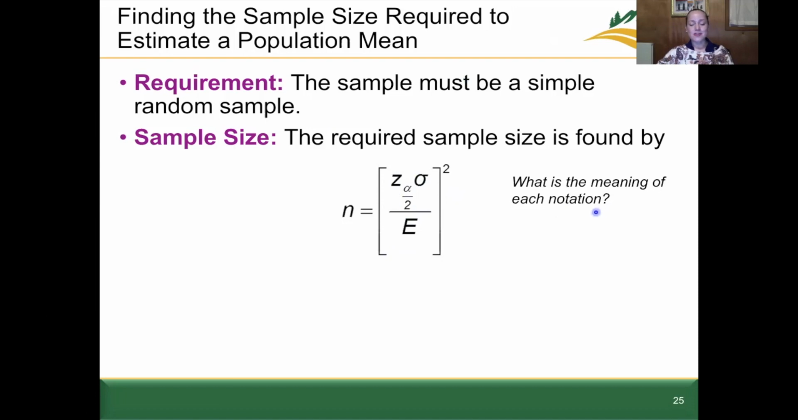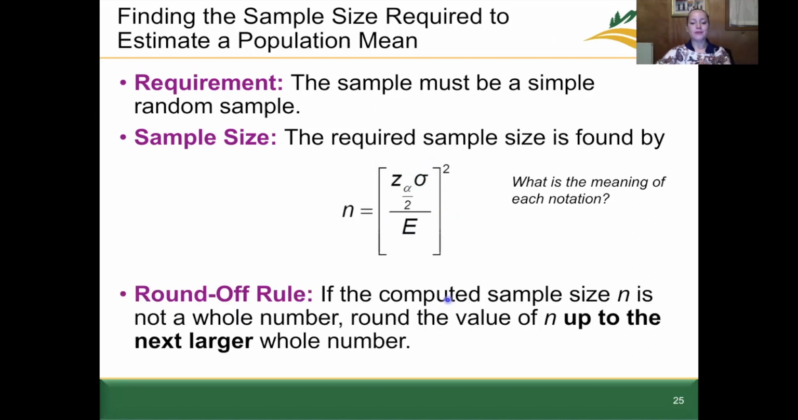What's the meaning of each notation now? So you should hopefully be familiar with this. n is our sample size required. z subscript alpha over 2 is the corresponding z-score for a standard normal distribution. So it's that z-score that separates on the right-hand side that area of alpha over 2 from the rest of the standard normal distribution. This sigma value is our population standard deviation. E is our margin of error. Then we put all this in brackets or parentheses and we square that.